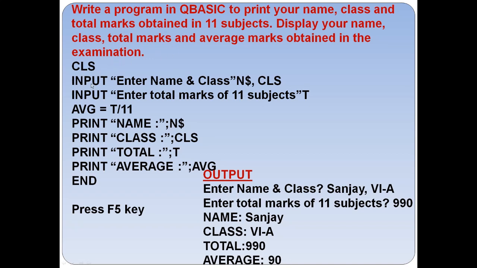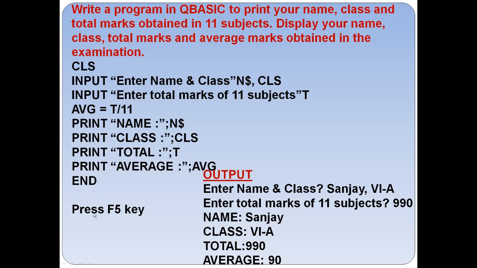Now CLS, input. In input we will write "enter name and class". Name variable is N dollar and class variable is CLS. Input "enter total marks of 11 subjects", that is T. Average AVG is equal to T divided by 11, because there are 11 subjects. Now print name N dollar, print class CLS variable, total variable T and average variable AVG, which we have written here, and press the F5 key.